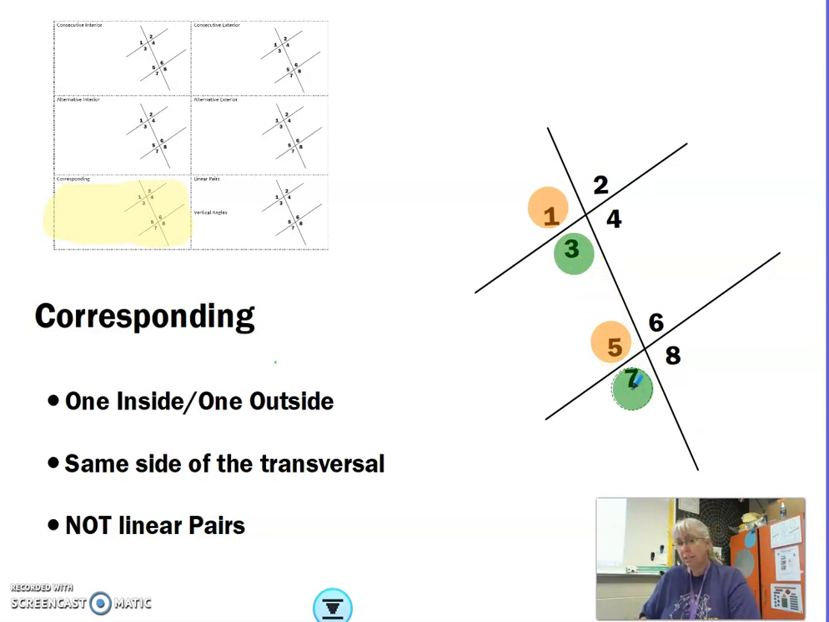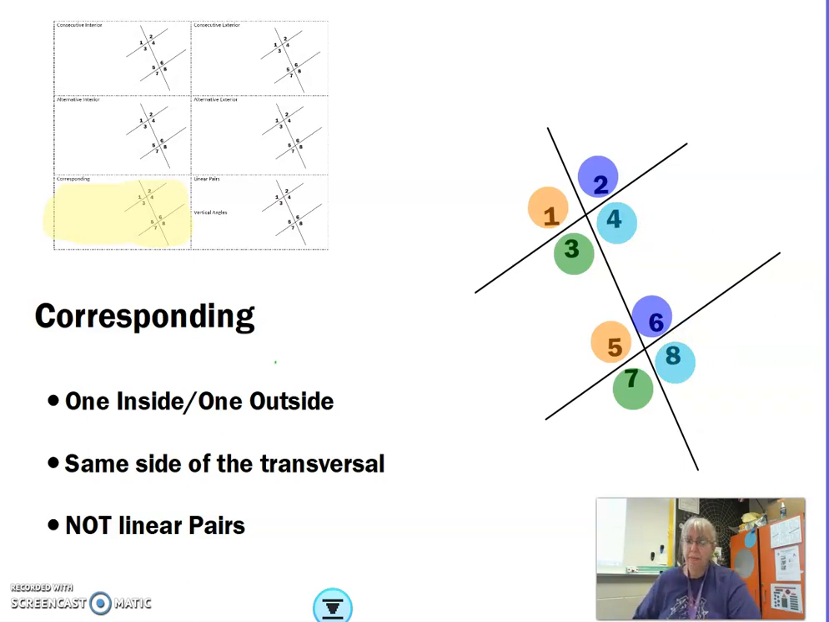There are 4 sets of corresponding. So if I run over to the other side, angle 2 corresponds with angle 6. I've got one that's inside, one that's outside, and they're not adjacent. And then our last pairing would be 4 and 8.